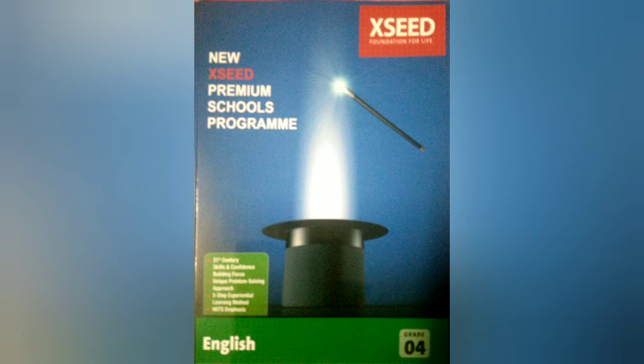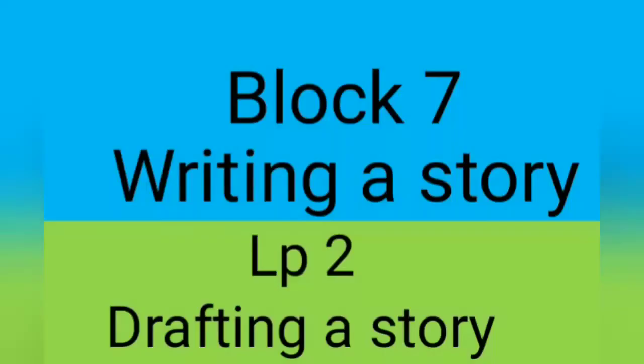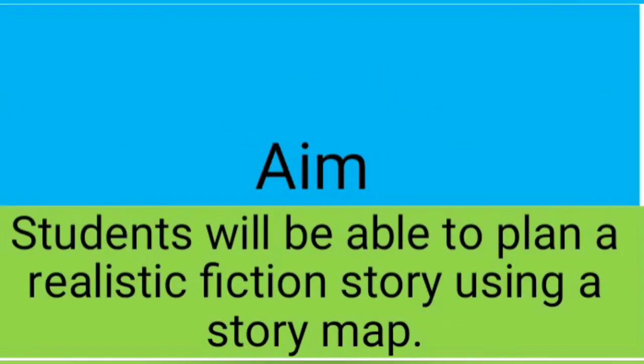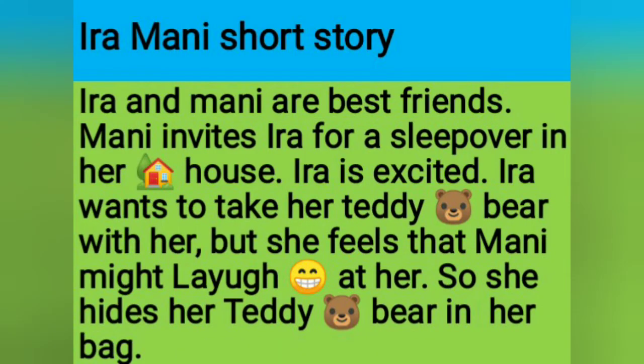XSEED English Grade 4 Block Number 7, Writing a Story, Lesson Plan 2: Drafting a Story. Students will be able to plan a realistic fiction story using a story map. Let's read the story of Ira and Mani.